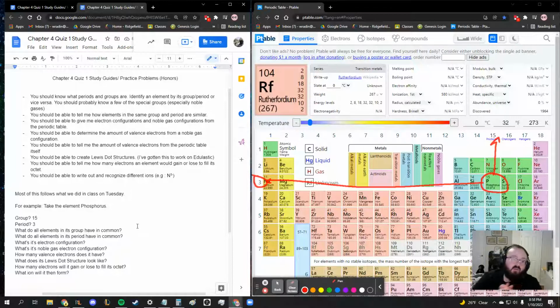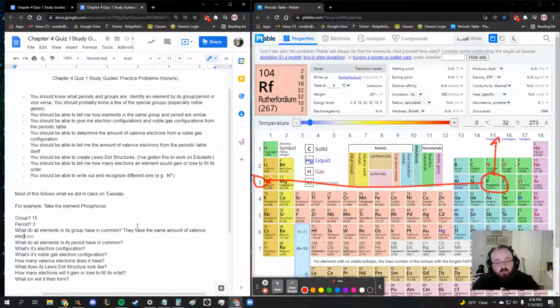What do all elements in this group have in common? There are two correct answers. The first is that they all have the same amount of valence electrons. All of these elements in this group will have 5 valence electrons, which we can get from taking the 15 and subtracting 10. We get 5 valence electrons.